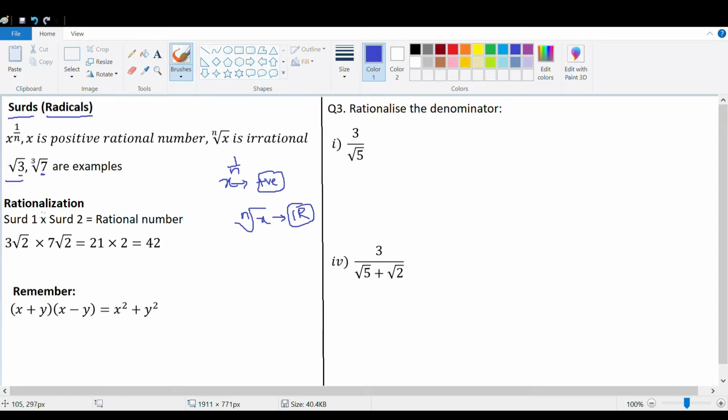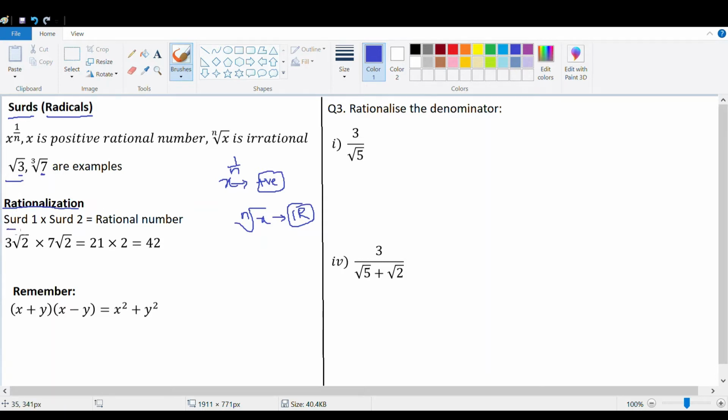Now, what does rationalization mean, which is the most important concept of this chapter? Most probably the question in your exam will come from this exercise, which is about rationalizing. Another important concept is what we did in our previous class, which was the representation of irrational numbers on a number line. So let's look at what is rationalization.